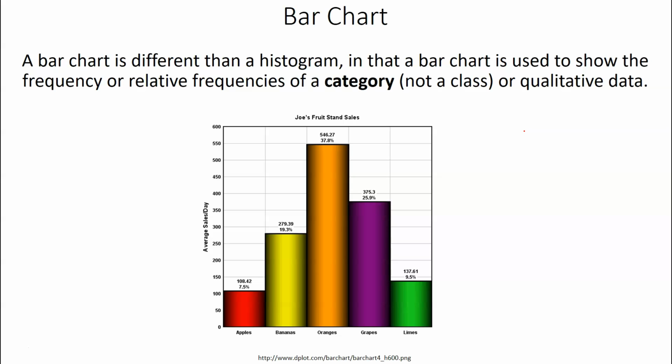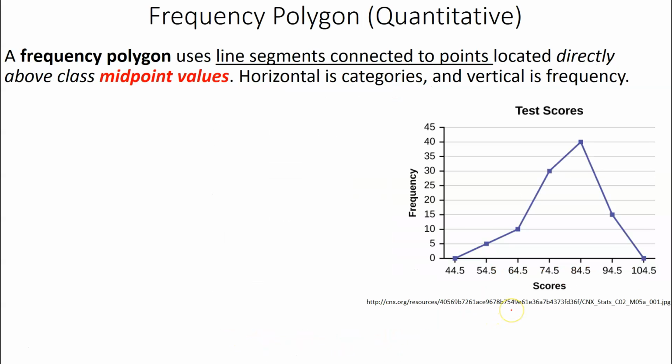To start off with, we'll start with the bar chart. A bar chart is different than a histogram. Bar charts typically give you a category. Categories, that's going to be a qualitative type of graph. Like this would be, how many people prefer bananas over grapes.